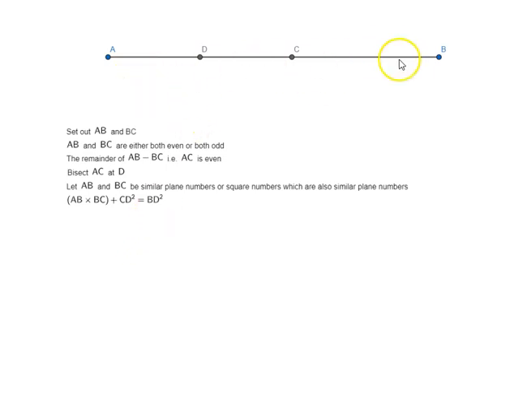Yes. So now we have to go back to a very old proposition which we saw, that if this is the setup, then AB by BC plus CD square is equal to BD square. This is a proposition in book 2. Okay, so based on that and based on this setup, we can write it like this. Again, AB by BC is a square number. How? We have already seen in one of our previous propositions that if we have two similar plane numbers, then their product is a square number. So AB by BC is a square number.